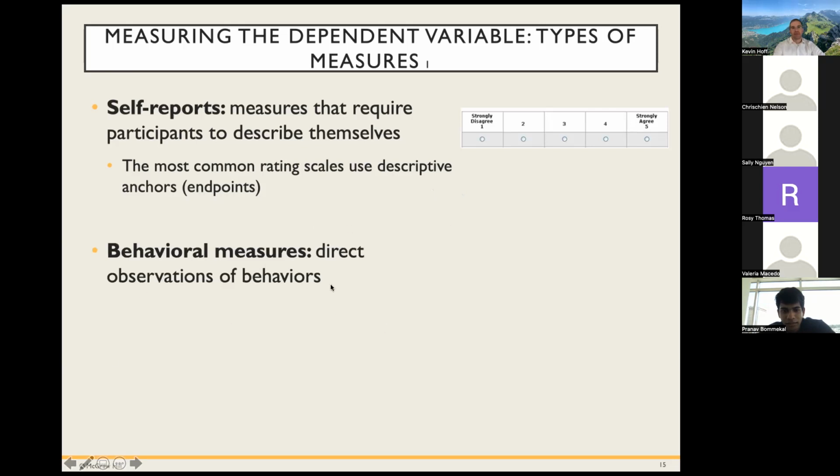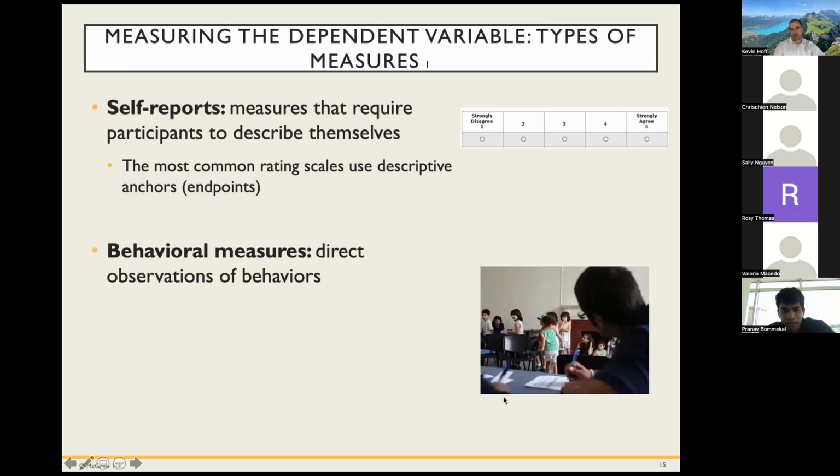The second main type of measures are behavioral. We're no longer going to just rely on how someone self-reports, but we're also going to observe them and see how they actually behave. These tend to be, in general, more objective, but you are more limited in that you have to be able to observe behaviors that are observable. That could be physical behaviors or what people say.